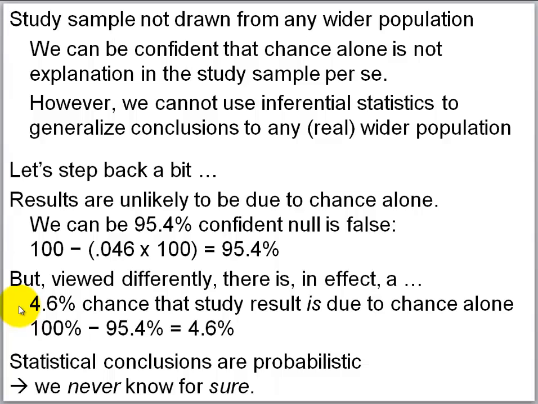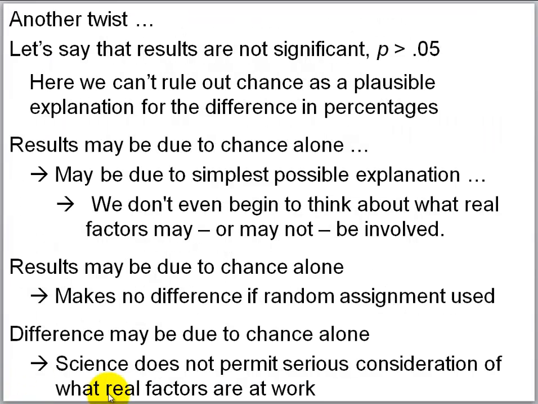So I've been talking as if we know the result isn't due to chance, but really I should have been saying we can be confident that the result isn't due to chance. Statistical conclusions are always going to be probabilistic conclusions. We are never going to know for sure. I mean, we are never going to know with 100% certainty. The best we're going to be able to do is to be very confident.